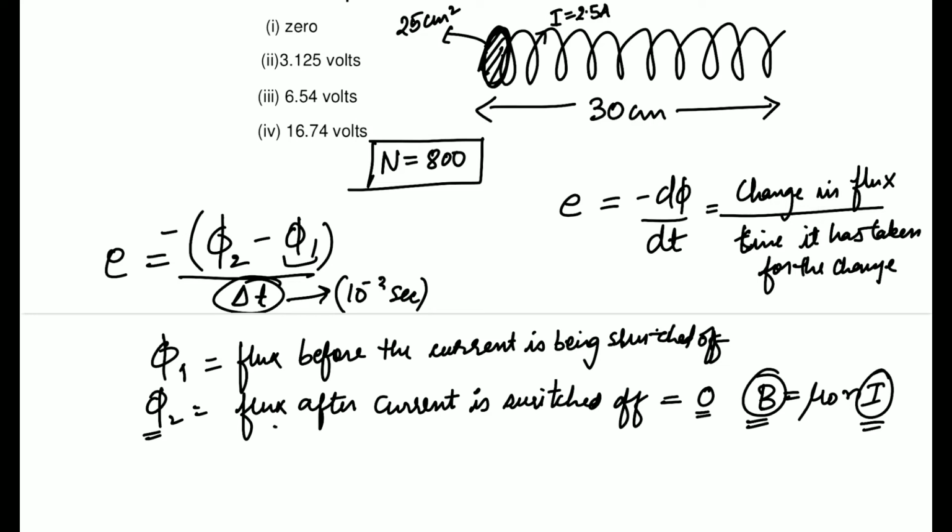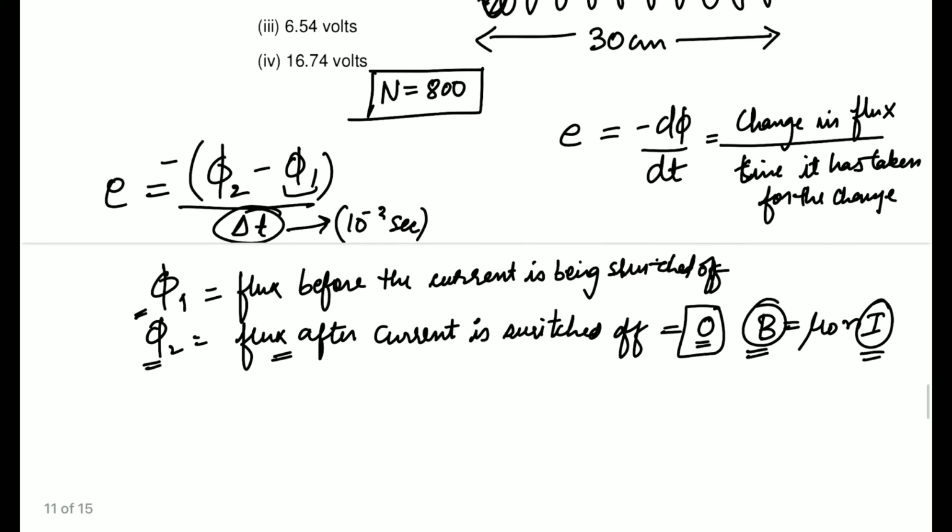Okay, so in your second condition, phi 2 is directly equal to 0. Phi 1 is something which I have to find out, right? Because in order to find phi 1, you need to first find your magnetic field. So we know the magnetic field inside your solenoid is given as mu naught times n times I, right?